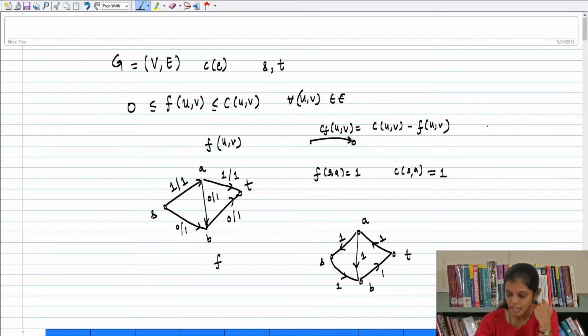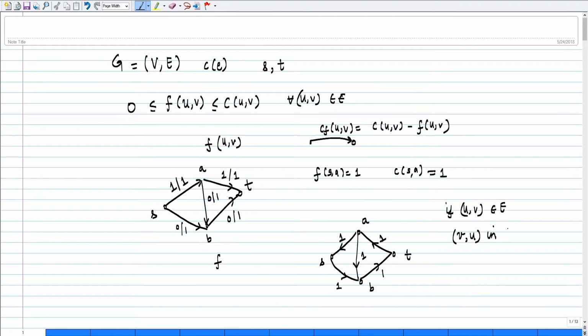Similarly, if uv was present in the original network, uv belongs to E, then you will have an edge vu in G_f with C_f of vu equal to f of uv, and this is again meaningful only if the residual capacity happens to be greater than 0. For example, B to S also we could have had an edge, but that would have a residual capacity 0 because the flow along that edge is equal to 0 in f, right? Okay, so everybody understands what the residual network is.